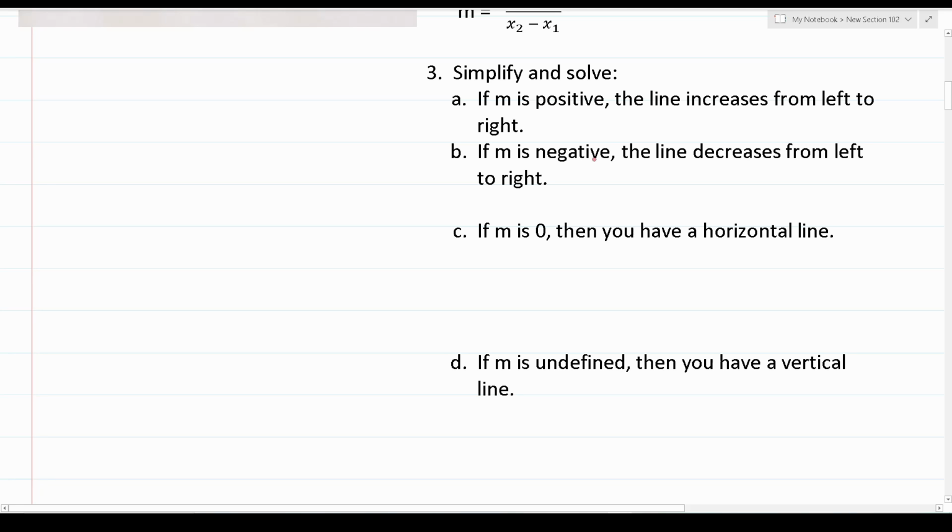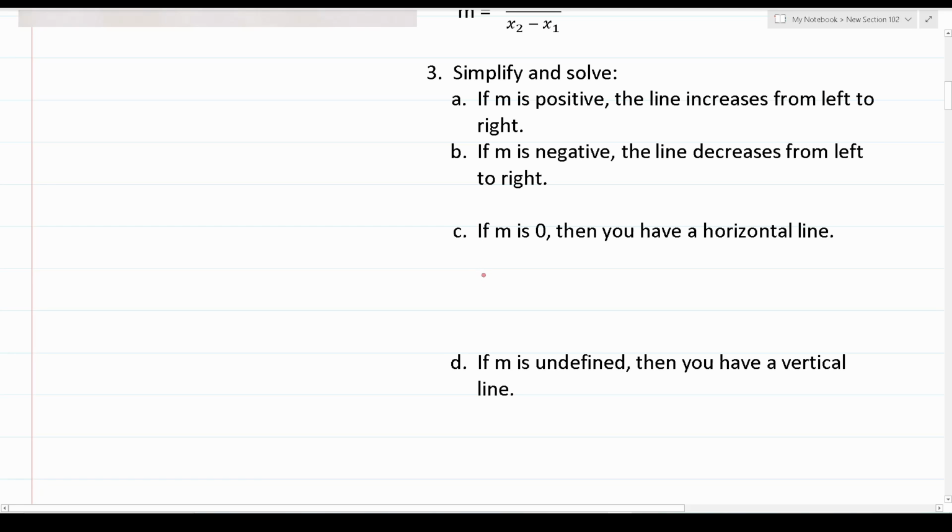If m is positive, that means the line increases from left to right. If m is negative, that means the line decreases from left to right. If m is 0, then you have a horizontal line. And let me just show you what I mean by m is 0.